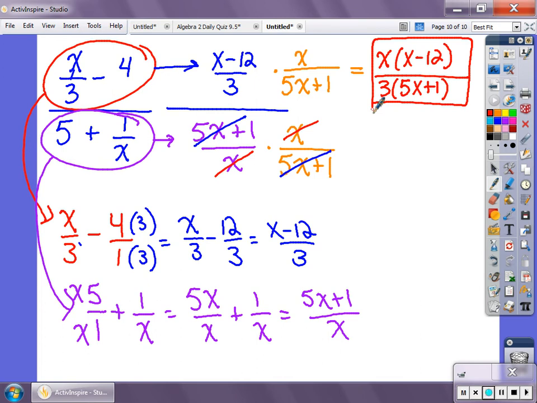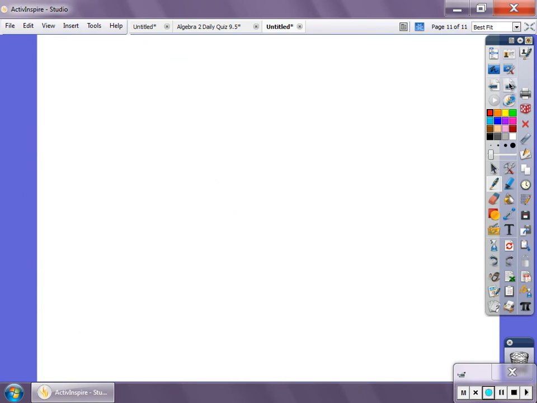So we have just one more to do that's just like this. I'm going to write it down. You should try it before you look at how I do it. 8 plus x over 3, divided by 2 over x plus 2. Go ahead and hit pause, do this one, and when you push play again, you'll see if you got it correct or incorrect.